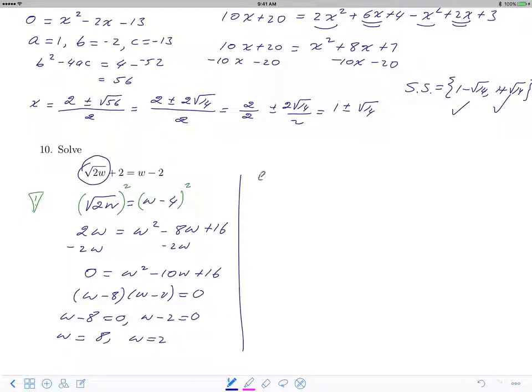Now we have to check both of these and see if they check out from the original equation. Let's check w equals 8 first. So on the left side, that puts 2 times w, or 2 times 8.